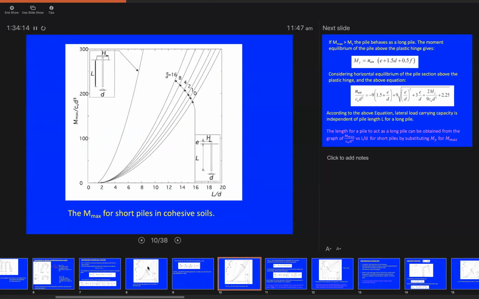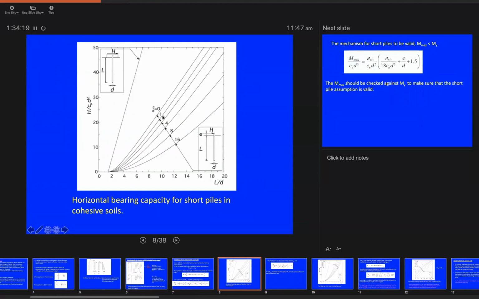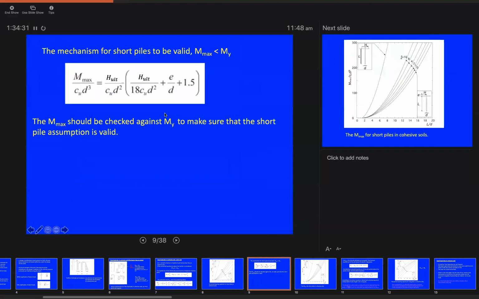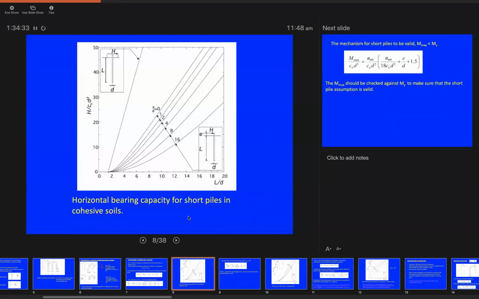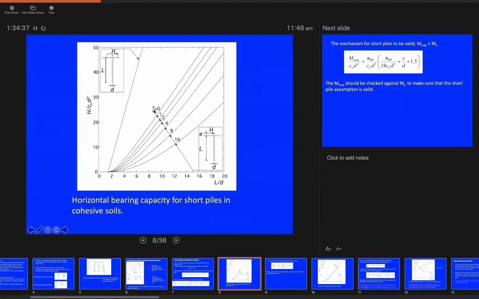Okay, so to use this chart, you need to obtain the value of L over D and the value of E over D. The value of L over D is the length of the pile divided by the diameter of the pile. The length of the pile in our case here is 6 meters, and the diameter of the pile is 0.305, so that's already given. And the eccentricity of the pile in our case here is 0.5, and the diameter of the pile is 0.305, so this is already given as well.